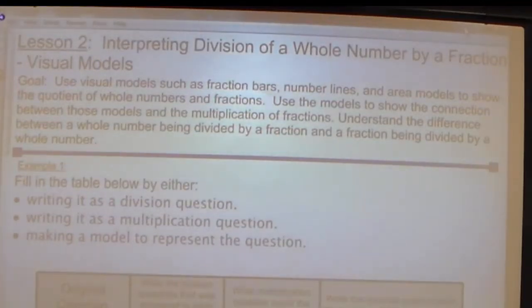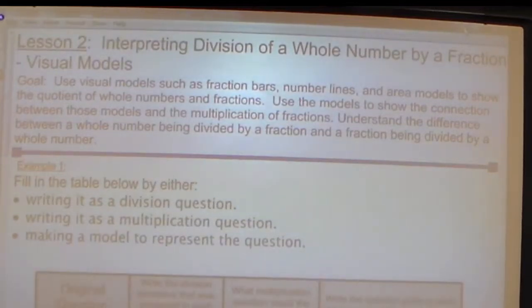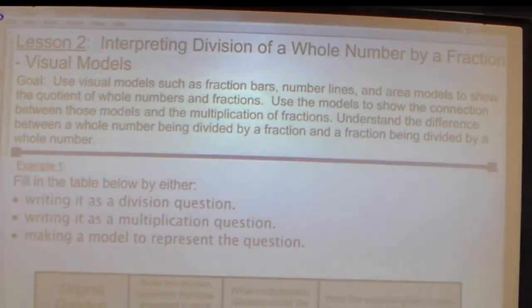We want to understand the difference between a whole number being divided by a fraction and a fraction being divided by a whole number. So yesterday's lesson we had a fraction and we were dividing by a whole number. Today is the opposite. So let's go ahead and begin with example 1.